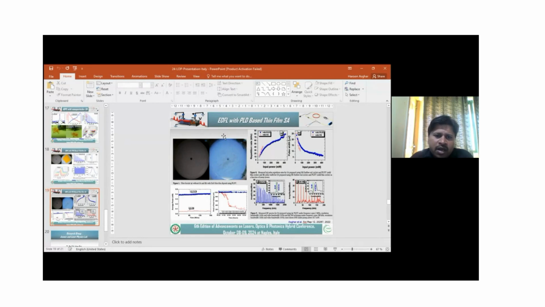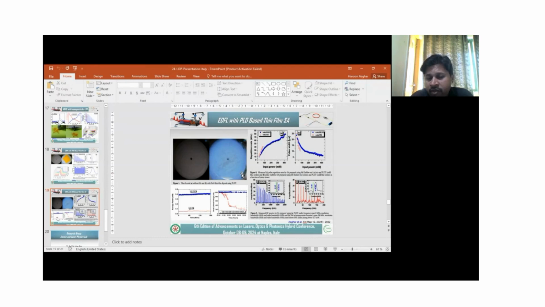In this one, the thin film was directly deposited on the fiber ferrule, and then that fiber was implemented inside the laser cavity. Here we compare the results of this saturable absorber with those prepared with conventional techniques like nanoparticle based and thin film based. And here we claim that the pulsed laser deposition technique is efficient and produces ultra stable saturable absorbers, which have a high threshold and could operate at high power as well.